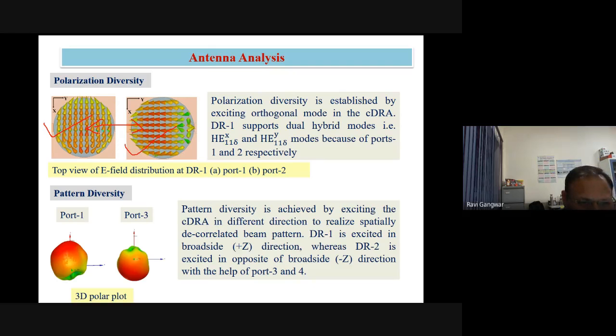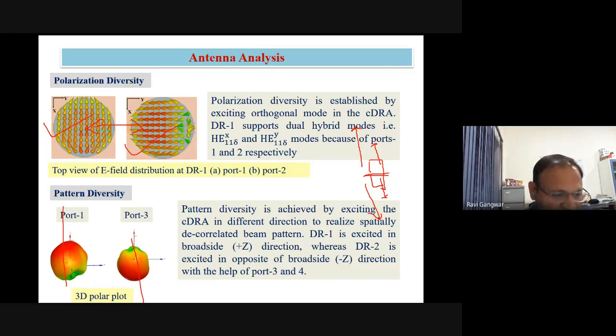The second thing is pattern diversity. Pattern diversity means, if you see your antennas, here we have the back-to-back concept. That means two antennas are placed on the same substrate, one on the top side, another on the bottom side. That means DR1 is going to radiate in the positive Z direction, and DR2 is going to radiate in the minus Z direction. That means both antennas radiate in two opposite directions, so we are able to get pattern diversity. So here you can see that I am just arranging the antenna elements, and by using this I am able to generate different diversities. Due to these diversities, our port-to-port isolation and field-to-field isolation are both drastically improved, and that is basically the major novelty in this structure.